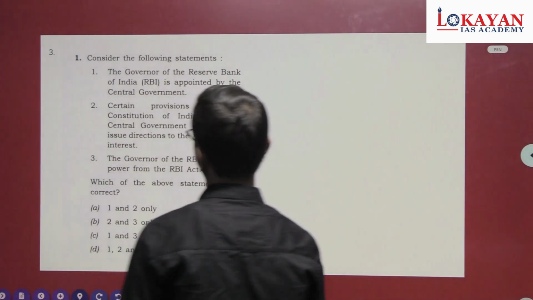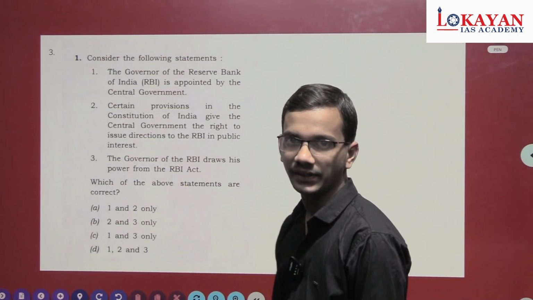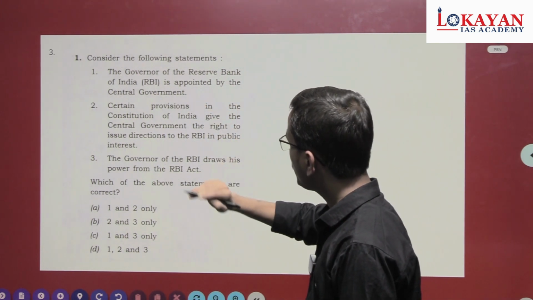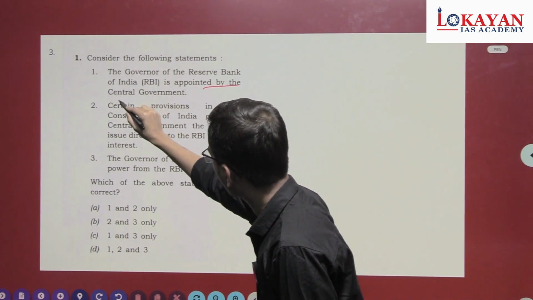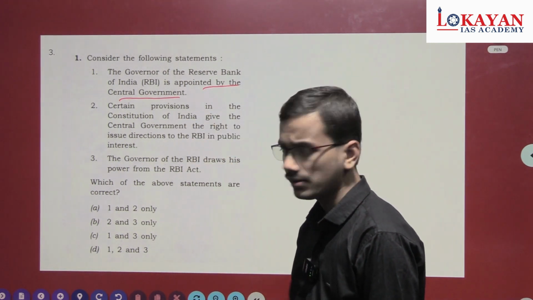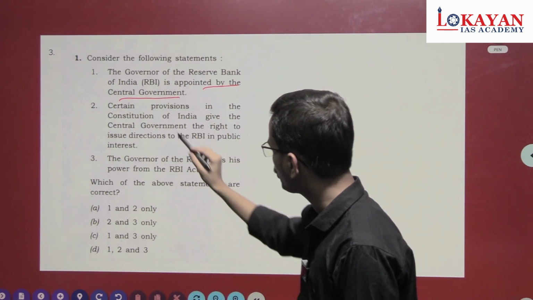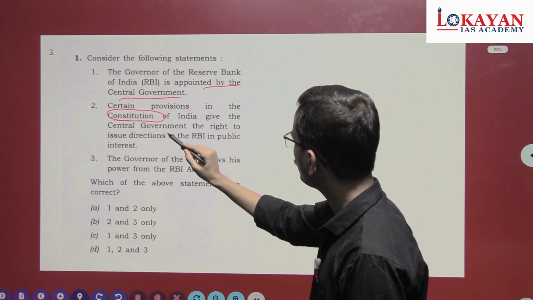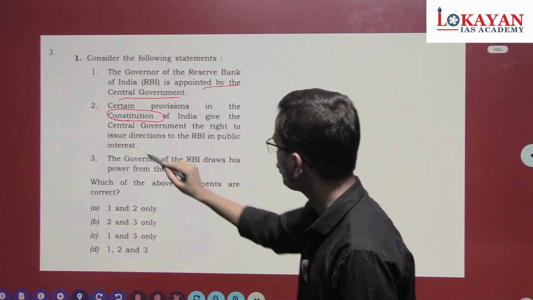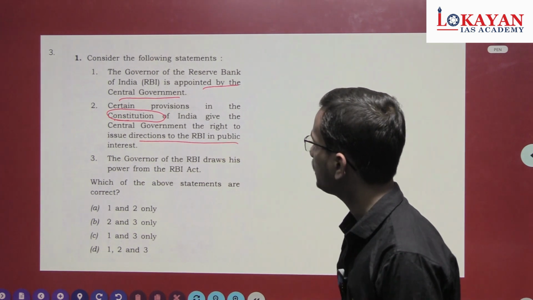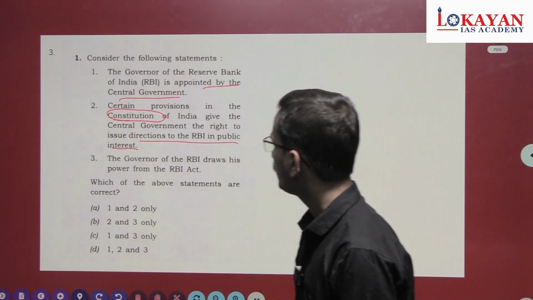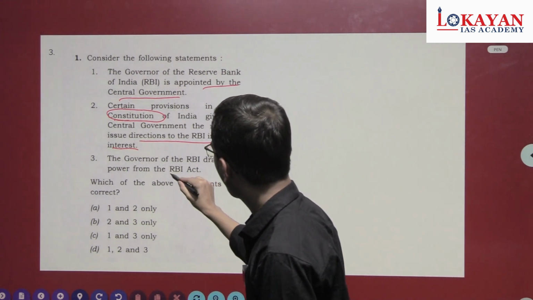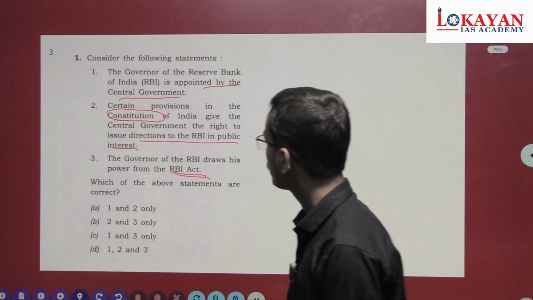See here, question from 2021 Civil Services Prelim exam. Governor of RBI is appointed by central government. Certain provisions in the Constitution of India give the central government right to issue directions to RBI in public interest. The governor of RBI draws his power from RBI Act.